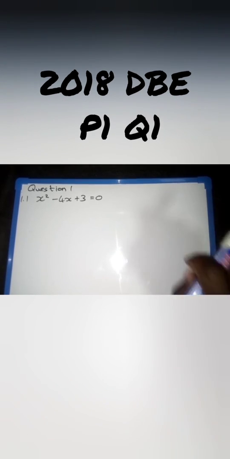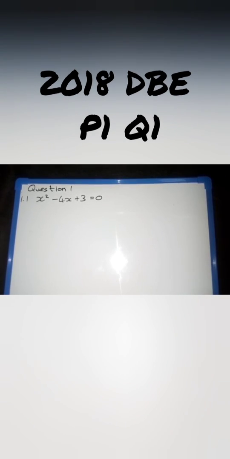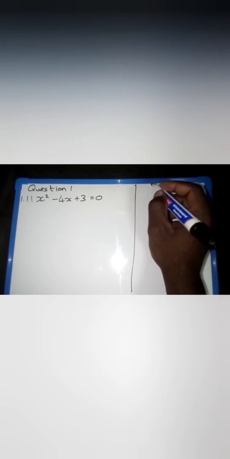Alright guys, so now we'll be doing question 1 of the 2018 paper. So question 1.1, we have to solve for x, and we are given x squared minus 4x plus 3. So using the trick that I showed you, you'll have 3 here. So you say 3 is equal to 1 times 3. Those are the only products that give us 3.